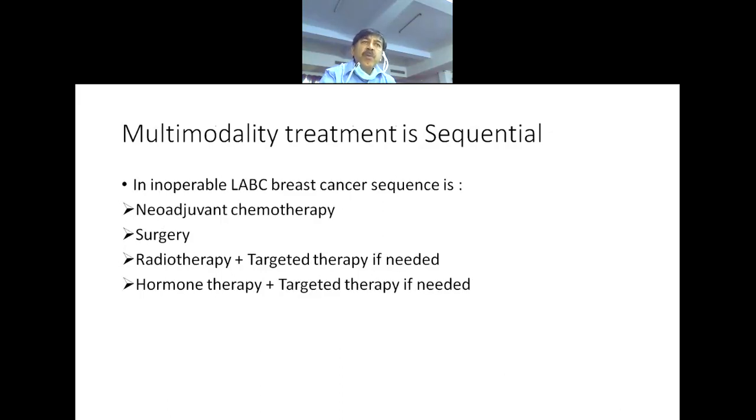But in case of inoperable breast cancer, sequence is neoadjuvant chemotherapy followed by surgery and then radiotherapy and hormone therapy.